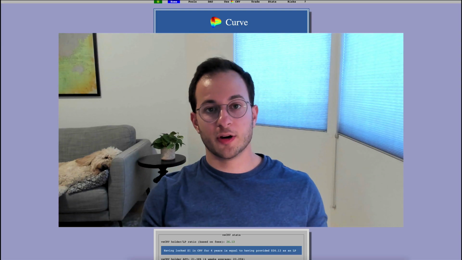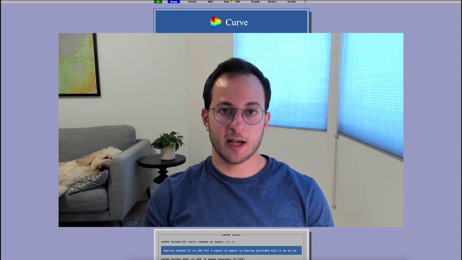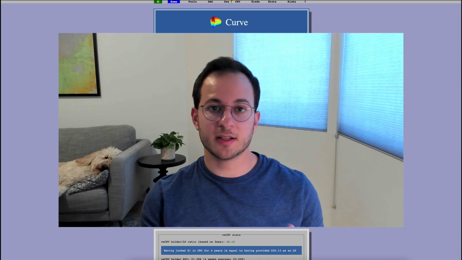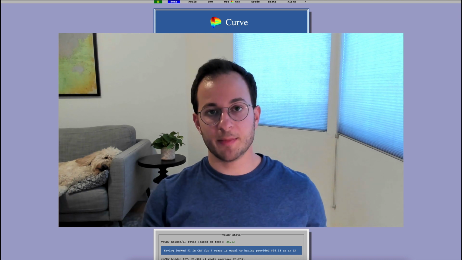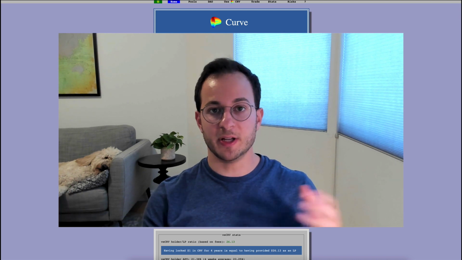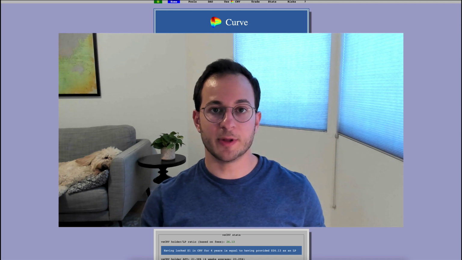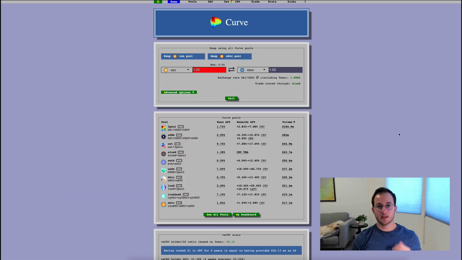Next up is Curve.fi. This is one of the more established protocols in DeFi. Basically, Curve is a stablecoin or stable swap AMM. What that means is it allows users to trade between stablecoins or other pegged assets with no slippage or very low slippage. Now, this is actually very similar to Uniswap v3. Basically, all of the liquidity is concentrated around the peg because these assets are supposed to be pegged in price.